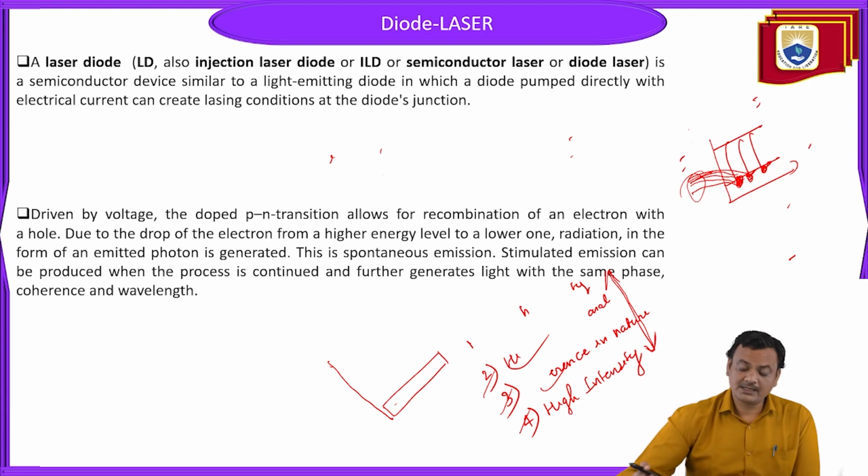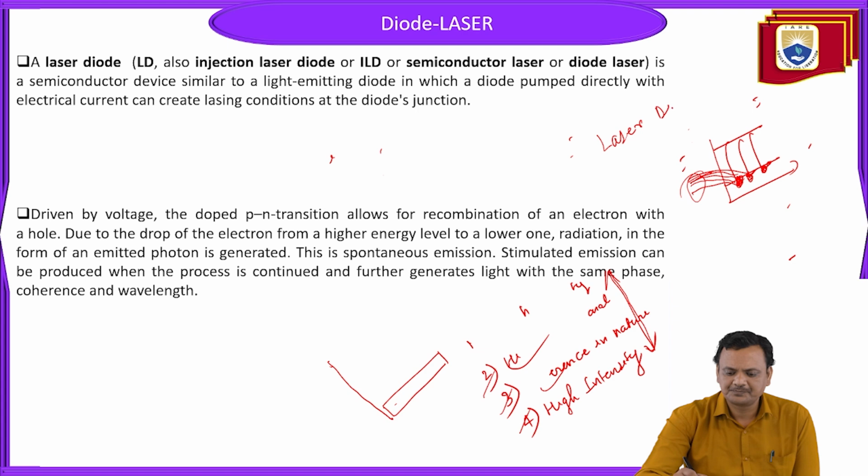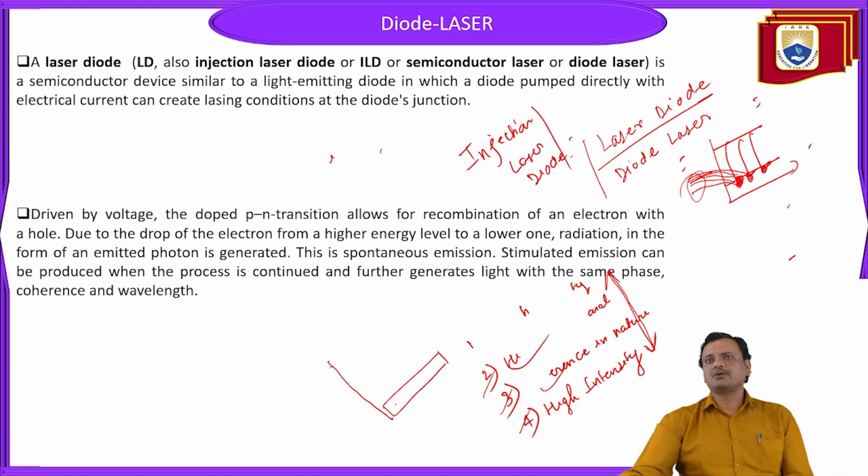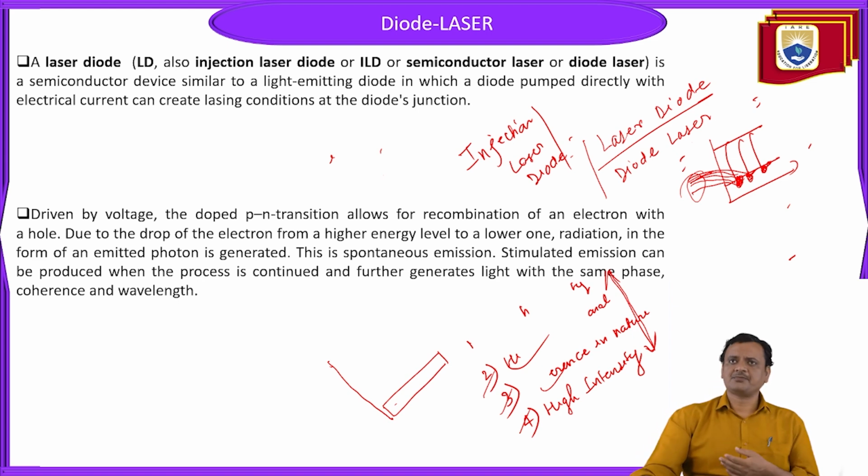So here in the case of the laser diode or diode laser, both are the same. Don't be confused. Another name is injection laser diode. So both are the same thing. Injection laser diode, semiconductor laser, or diode laser, all are the same.